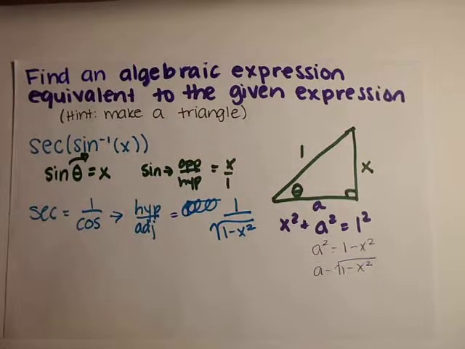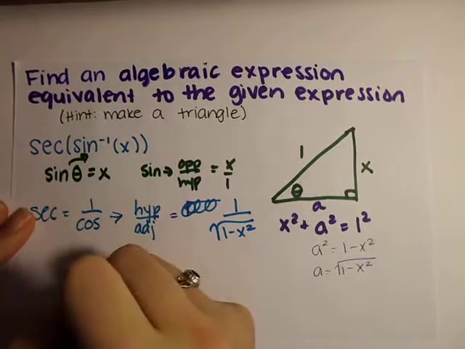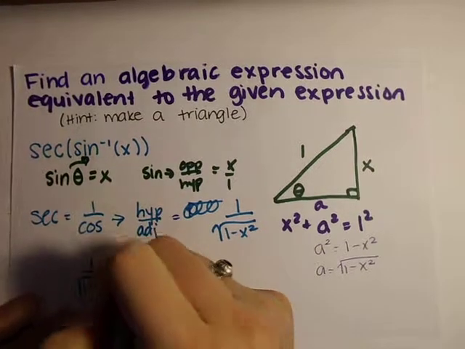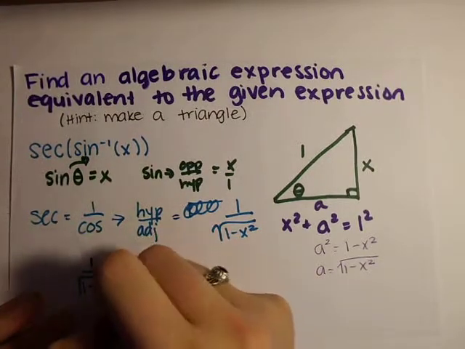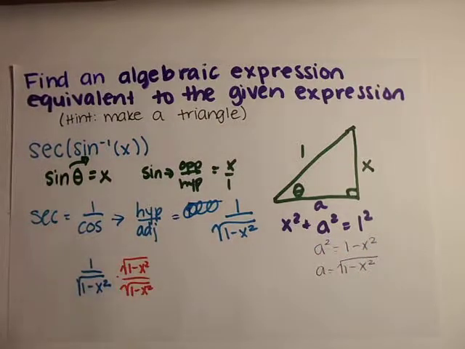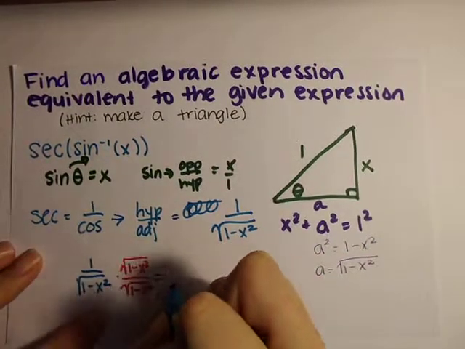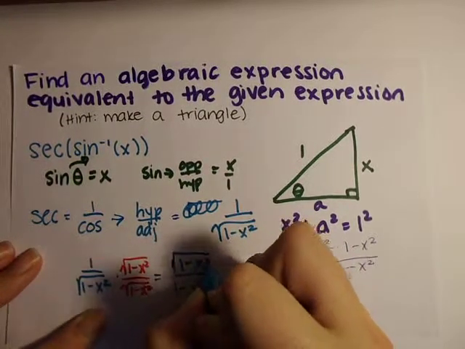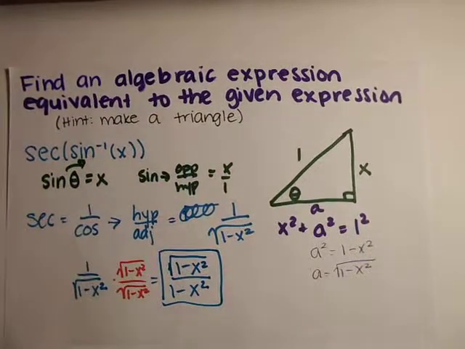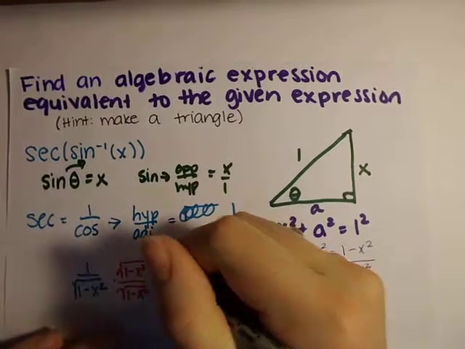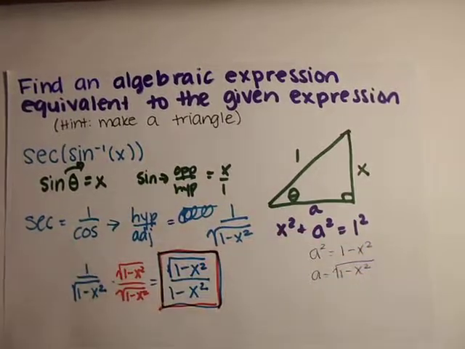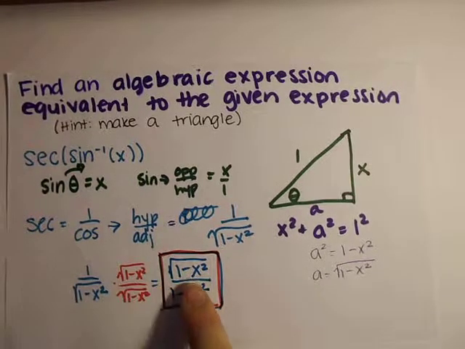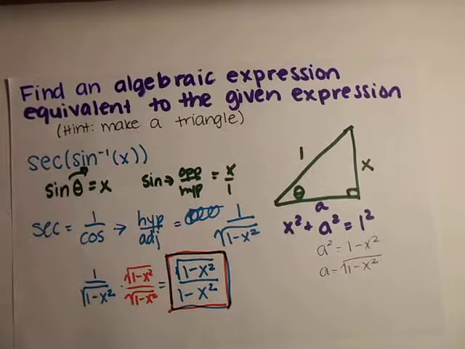Now we're going to have to rationalize our denominator. So I have 1 over the square root of 1 minus x squared. To rationalize, I'm going to multiply by the denominator over the denominator. On the bottom, that's going to leave me with 1 minus x squared, and on top, I'm going to get the square root of 1 minus x squared. And there's your answer. So this means that the secant of inverse sine of x, its equivalent expression, is the square root of 1 minus x squared all over 1 minus x squared. And that is it for this lesson.